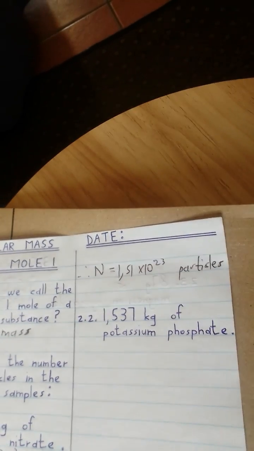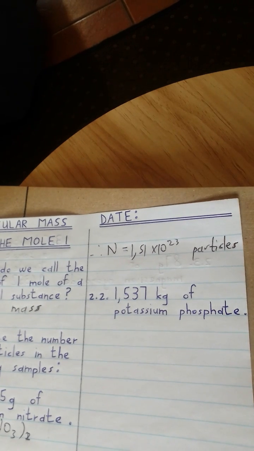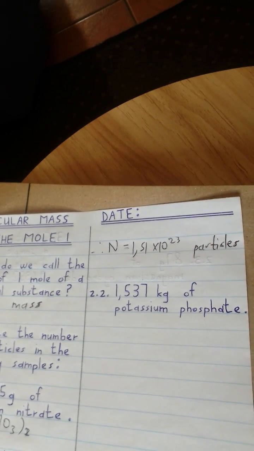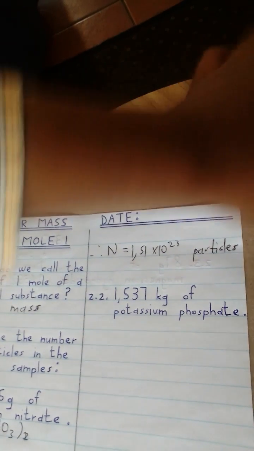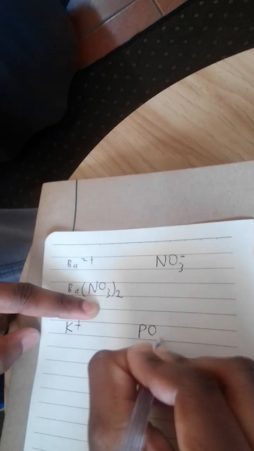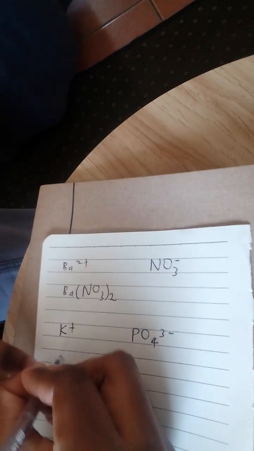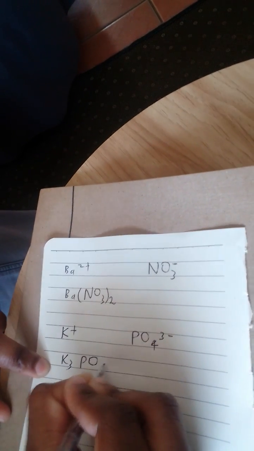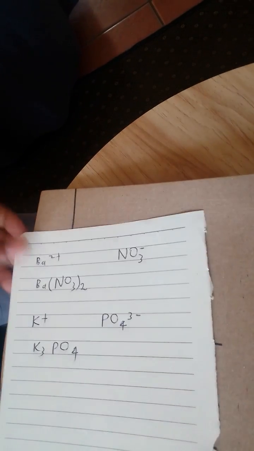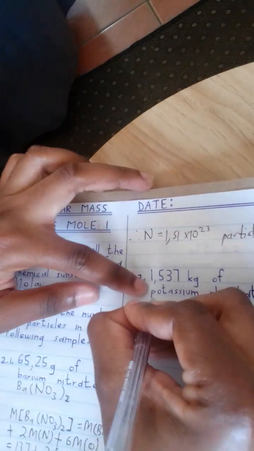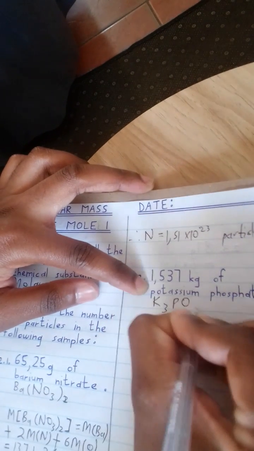So number 2.2, we have 1,537 kilograms of potassium phosphate. So once more, potassium is in group 1, it's just K plus. Phosphate is PO4 3 minus. So this 3 comes here, this 1 comes here, so it's just K3PO4. So this is the formula for potassium phosphate, K3PO4.